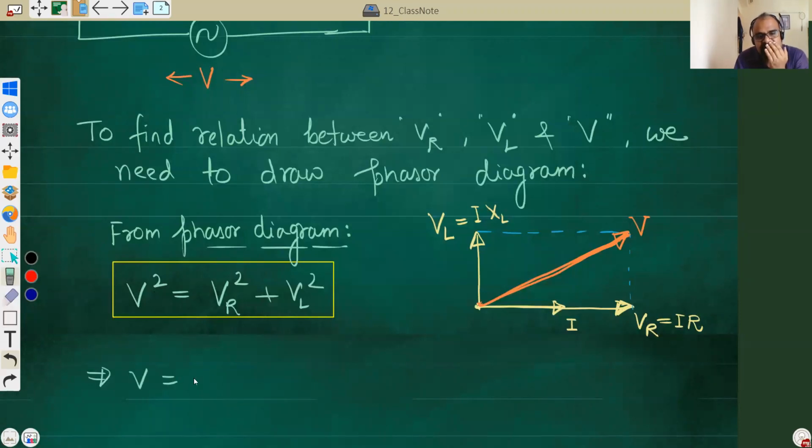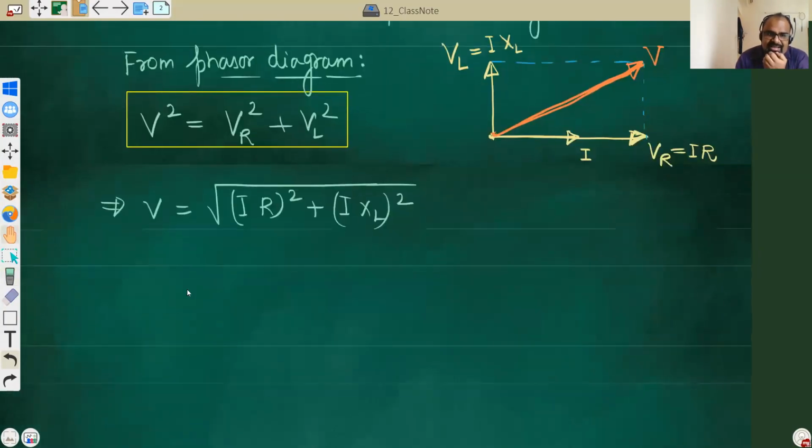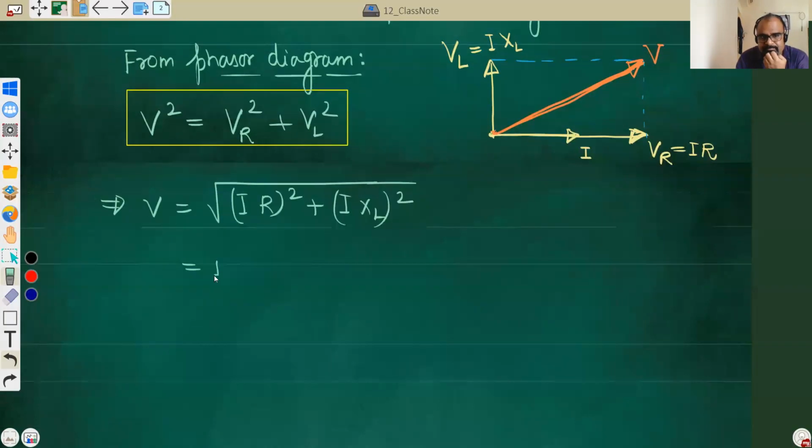So this V is equal to root over of VR square plus VL square. For VR, I'm going to write I into R. And for VL, sorry, VL, not VC. By mistake, I think I had said VC sometimes. Like this. Now I can be taken common. So root over R square plus XL square.